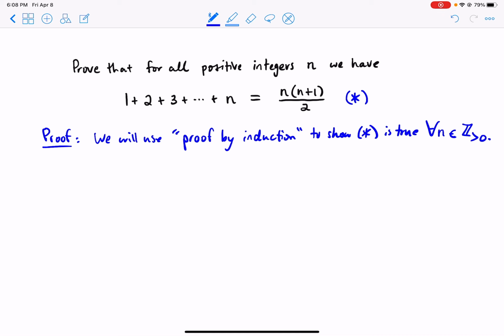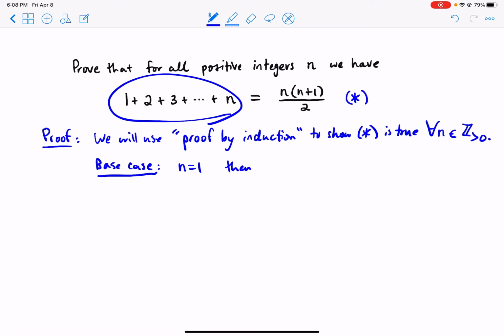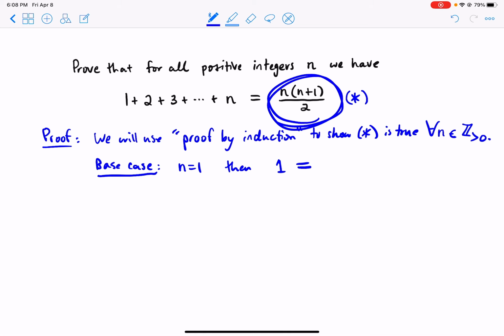Okay, so the base case. Let's take n equals 1. Then the left-hand side is add up all the numbers to n, so we just have 1, and then there's nothing more. We're already at n. For the right-hand side, we have to plug in n equals 1. And sure enough, this is true. So in other words, star is true for n equals 1.